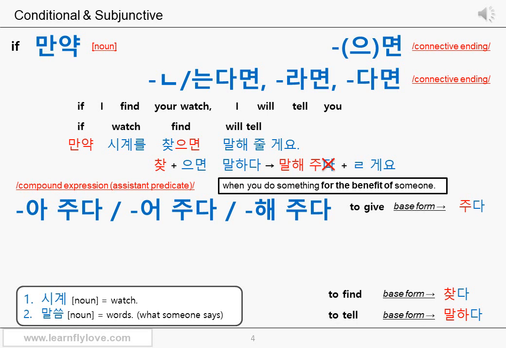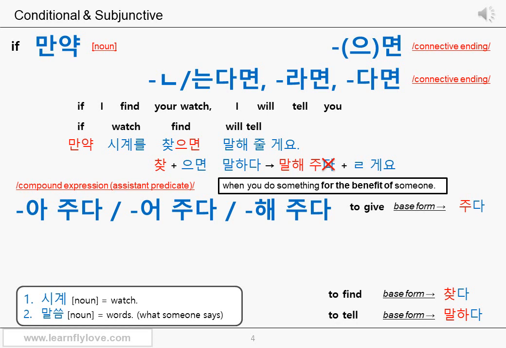The grammar expression 아 주다 is used a lot. You don't have to know whether it's grammar expression or cupcake. You can just remember it. Just remember that 주다 is also predicate too, assistant predicate. That's all, and it adds extra meaning to the main predicate.